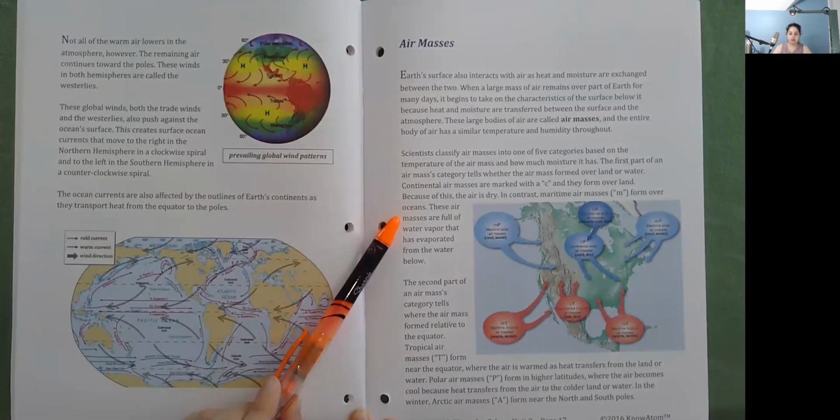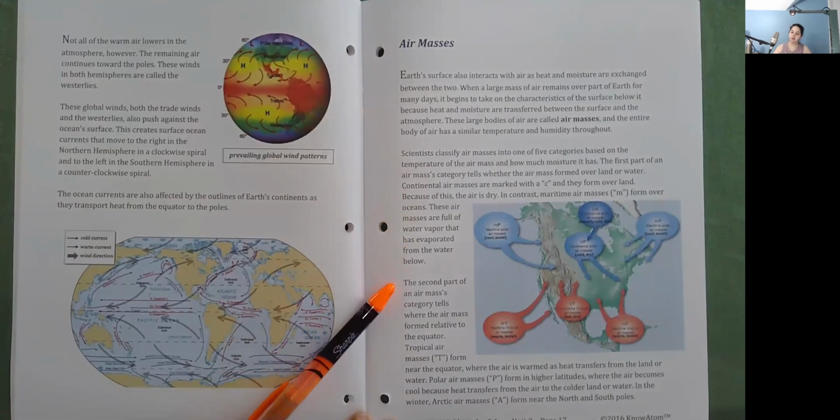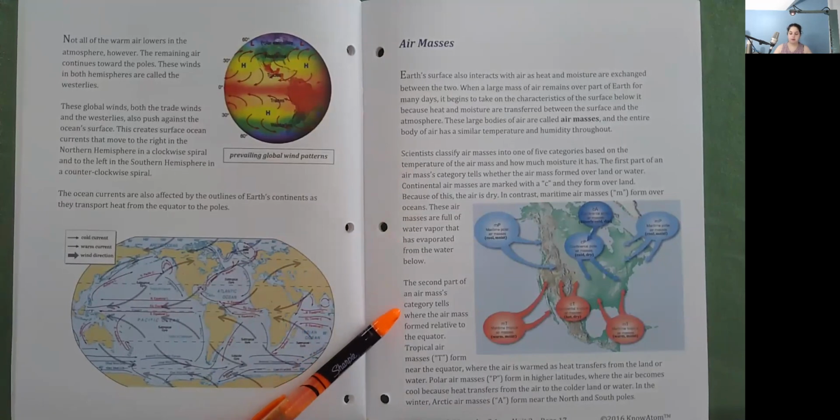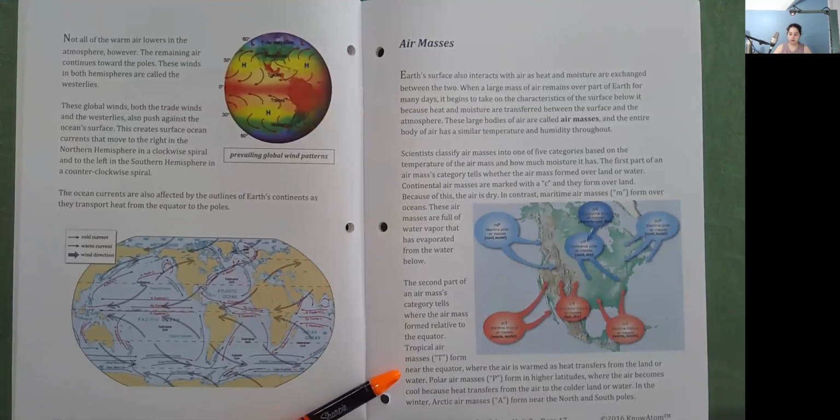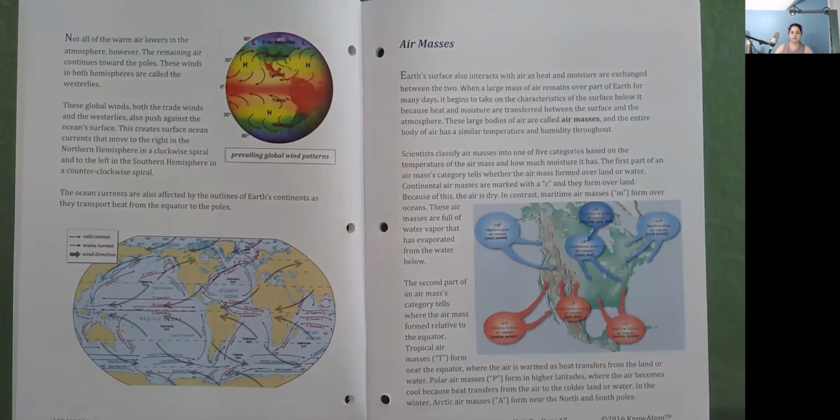These air masses are full of water vapor that has evaporated from the water below. The second part of an air mass's category tells where the air mass formed relative to the equator. Tropical air masses, or T, form near the equator, where the air is warmed as heat transfers from the land or water. Polar air masses, P, form in higher latitudes, where the air becomes cool because heat transfers from the air to the colder land or water. In the winter, Arctic air masses, A, form near the north and south poles.